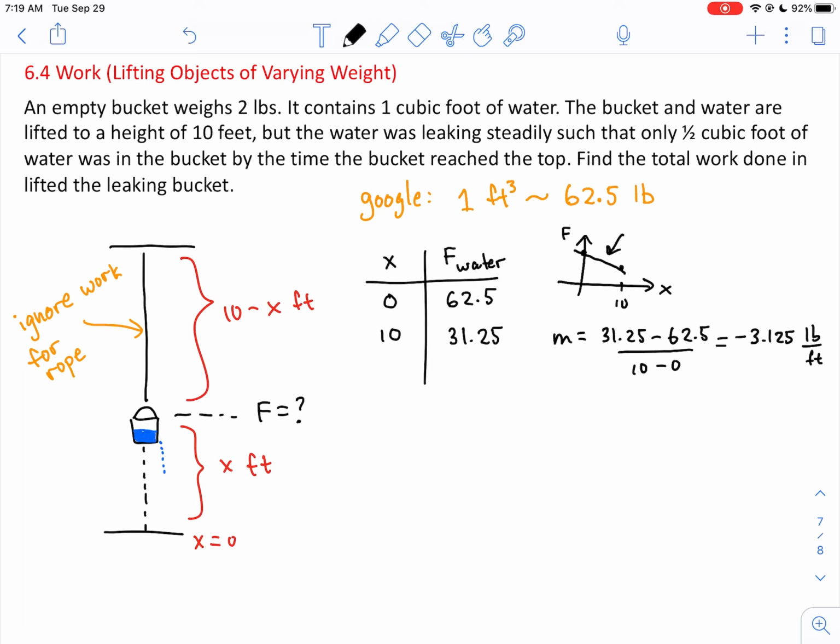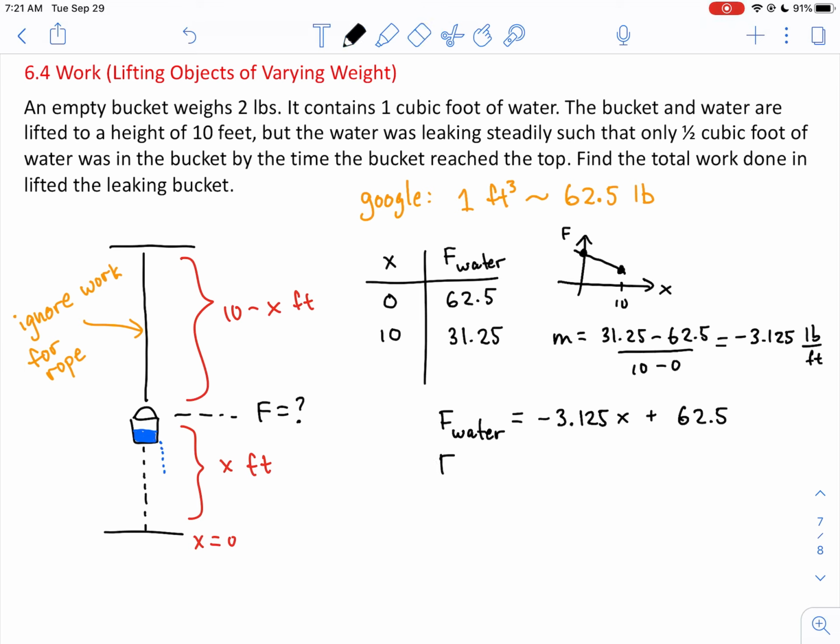So the equation that I'm after right here, the force equation for the water, is equal to mx. Oh, and look, I know the y-intercept. The vertical intercept is known, corresponds to this point right here. So that's going to be the b if I want to go straight to an mx plus b. So negative 3.125 times x plus b, which is 62.5. This is in pounds per foot. This is in feet, and this is in pounds. But when you multiply pounds per foot times feet, you get pounds. And then add that to more pounds, you get more pounds. So this is our formula that tells us how much weight of water we have as a function of X.